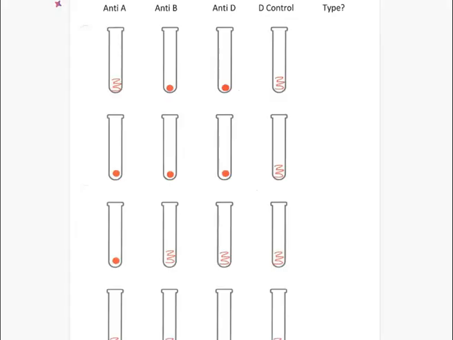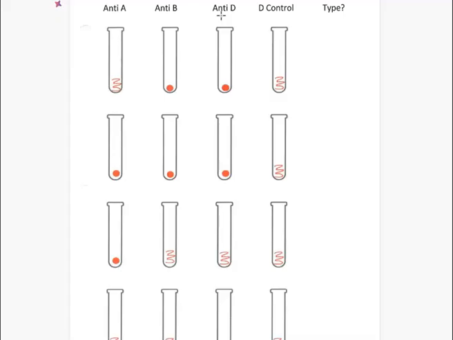Let's look at some more testing examples. We are going to read straight across. This is one patient right here. This is anti-A, representing antibody A has been added as a reagent. This is antibody B, meaning antibody B is being added as a reagent. We haven't talked about anti-D or the D control yet, but anti-D would be helping us determine whether it's RH positive or RH negative.